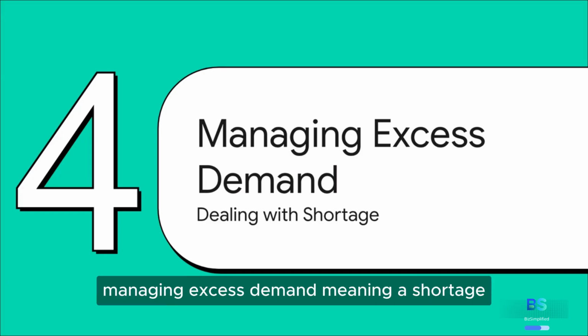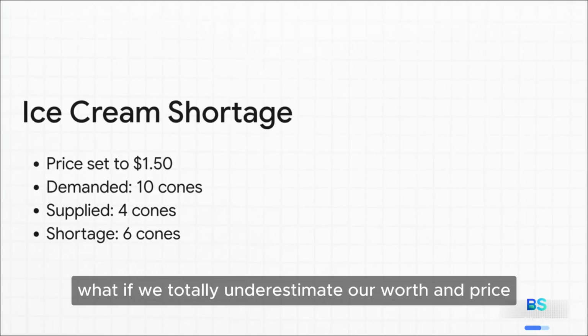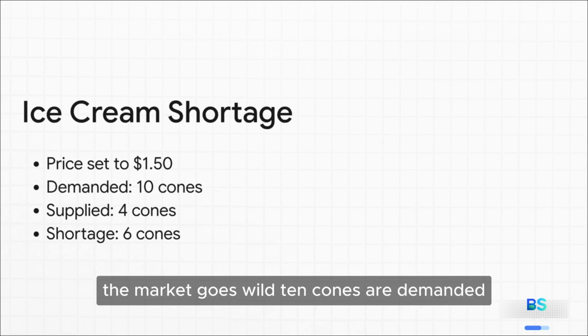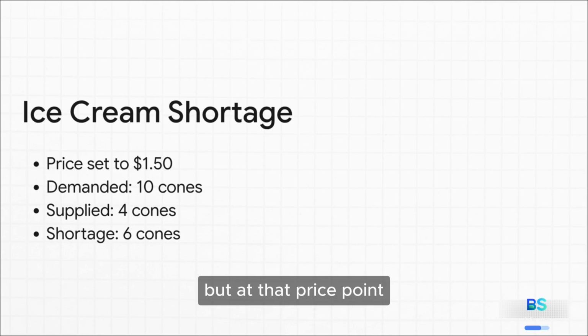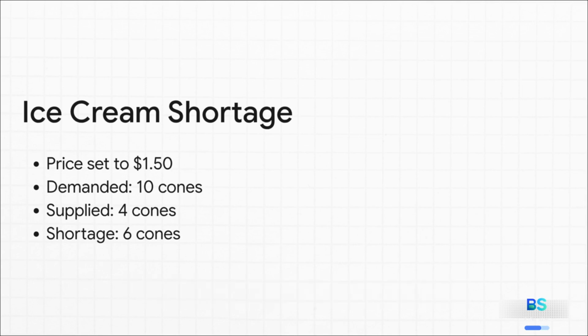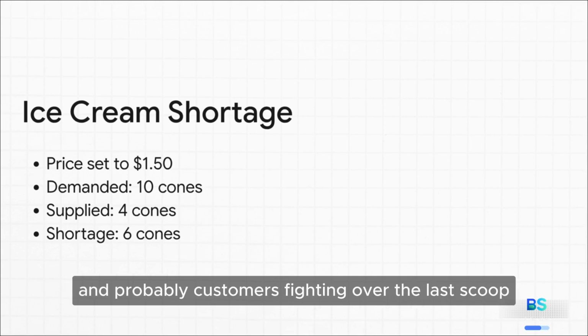Part 4, managing excess demand, meaning a shortage. Let's flip the script. What if we totally underestimate our worth and price too low? At just $1.50, the market goes wild. 10 cones are demanded. But at that price point, it's barely worth turning on the machines, so we only supply 4. Now we've got a frustrating shortage of 6 cones, and probably customers fighting over the last scoop.